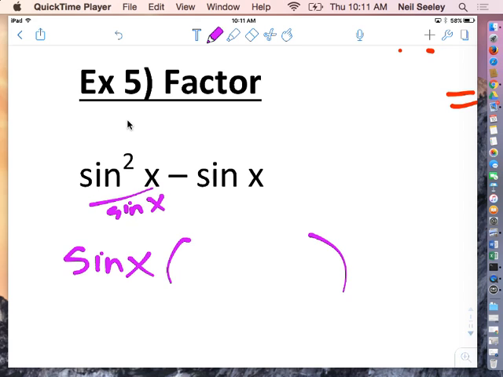Notice how I pronounce that. That was for your benefit. Normal pronunciation. I'm dividing sine of x out of there.